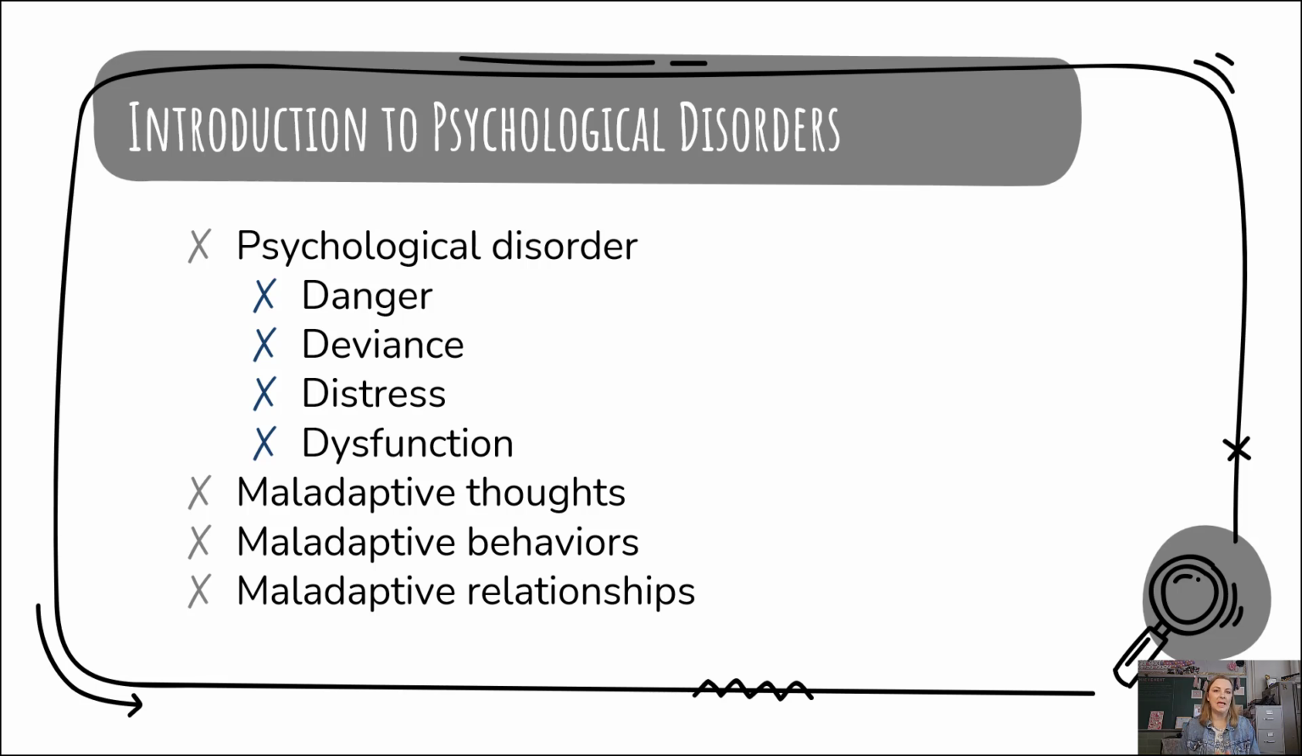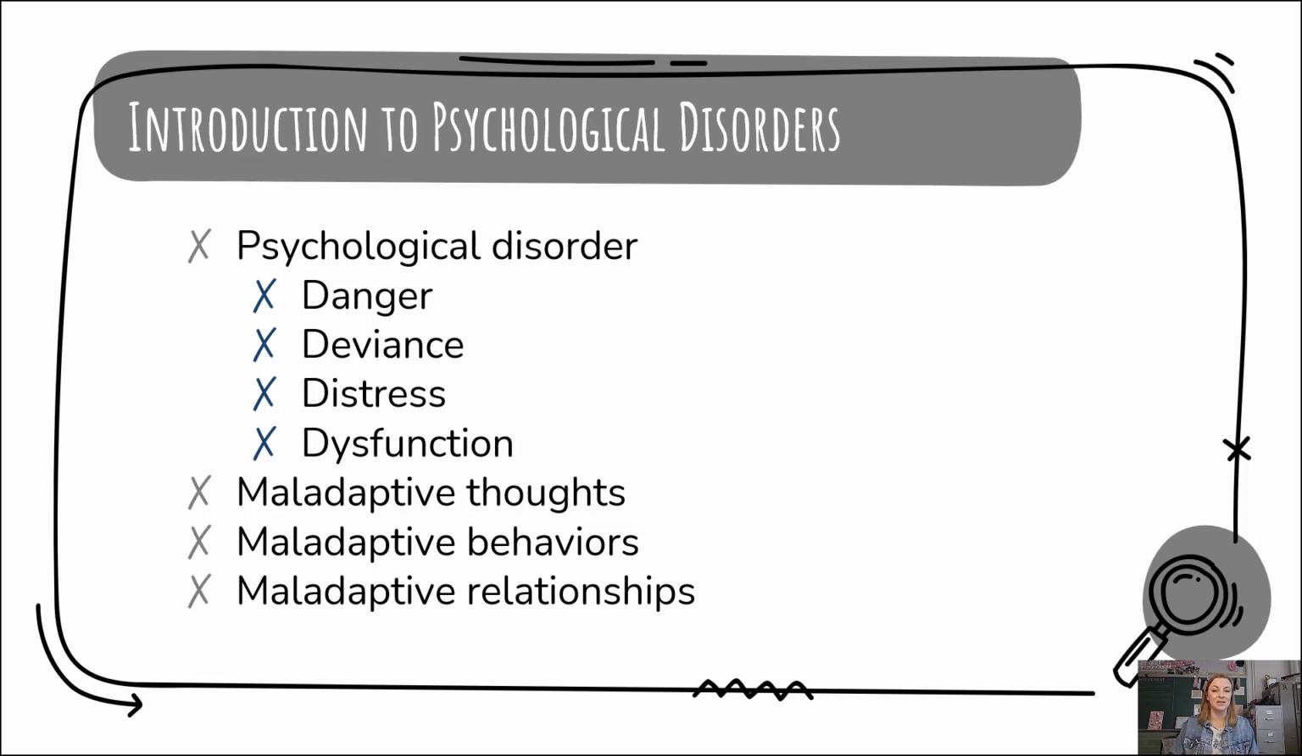When we are determining if a behavior is abnormal or not, so if it could be classified as something that would lead to a diagnosis as a psychological disorder, we need to look at the 4 Ds of behavior. The first is danger. If a behavior that someone is participating in is risky or could harm themselves or others, this would be classified as a dangerous, abnormal behavior.